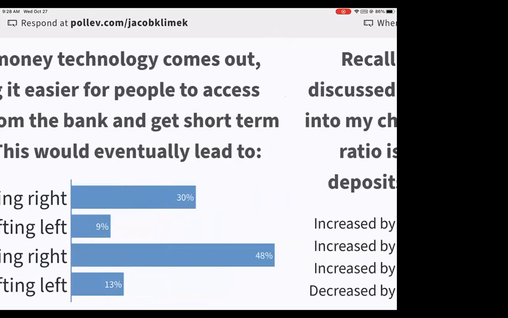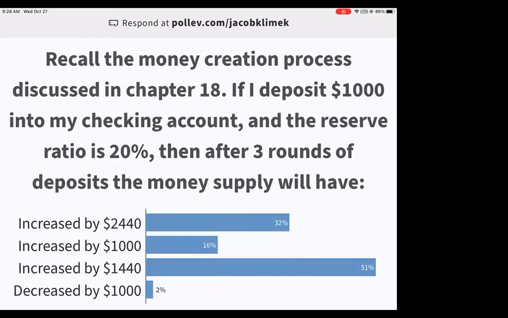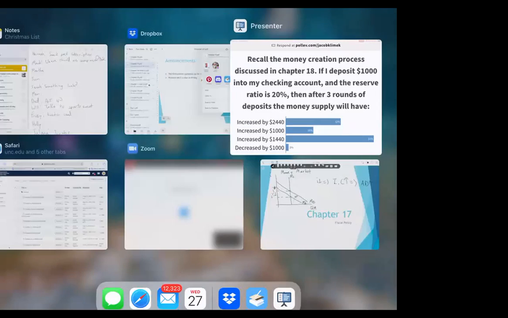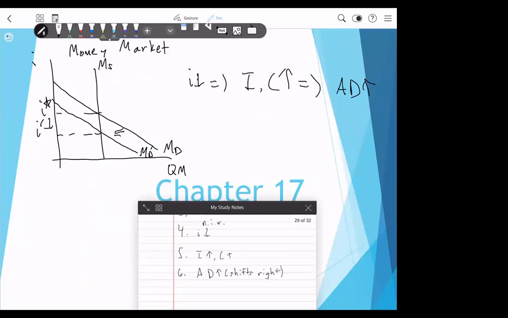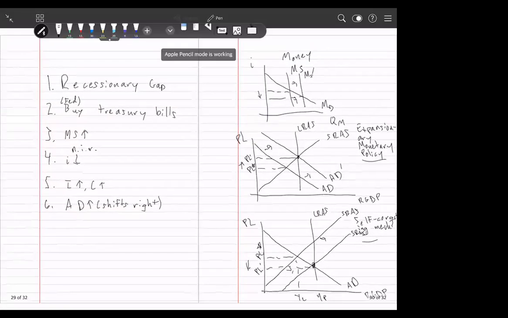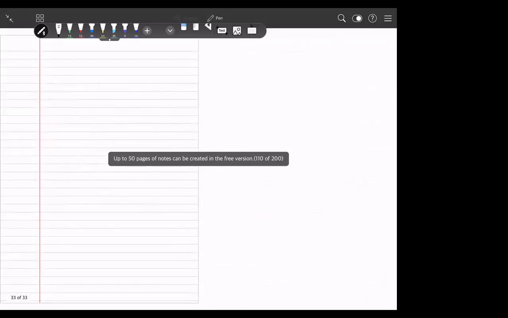Next question. Recall the money creation process discussed in chapter 18. If I deposit $1,000 in my checking account and the reserve ratio is 20%, then after 3 rounds of deposits, the money supply will have increased by 2440, increased by 1,000, increased by 1440, decreased by 1,000. Okay, so we're going to walk through this one together here. This is a review question. It wasn't necessarily chapter 19, but I just really want to hone in here on what's going on.